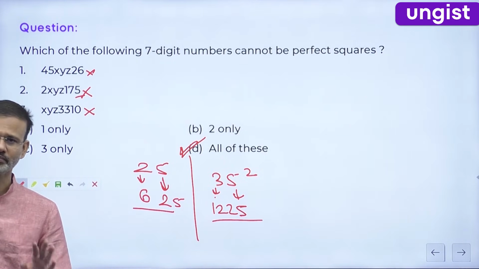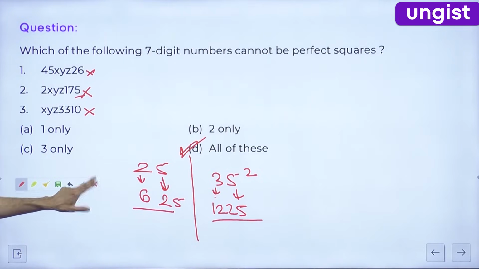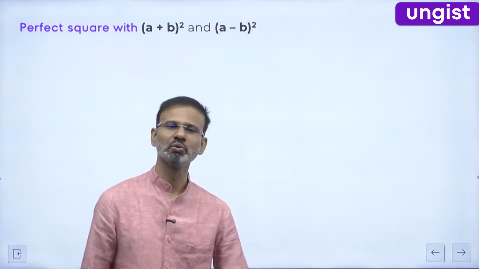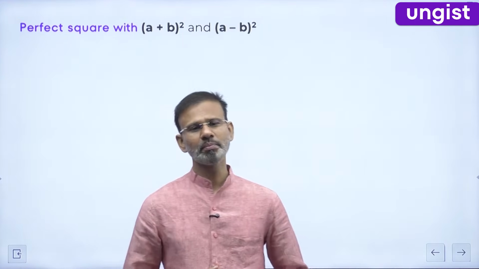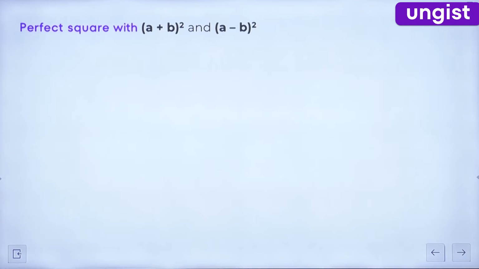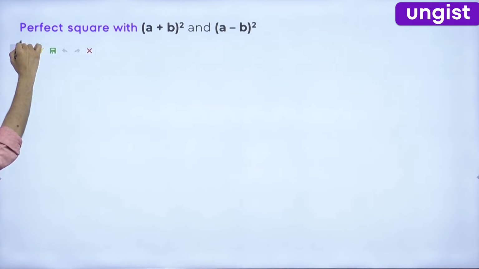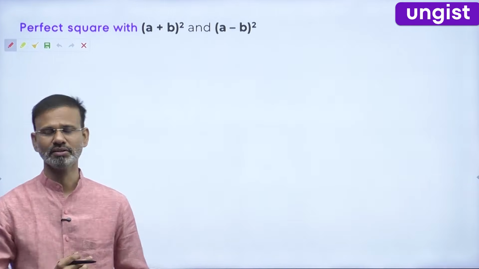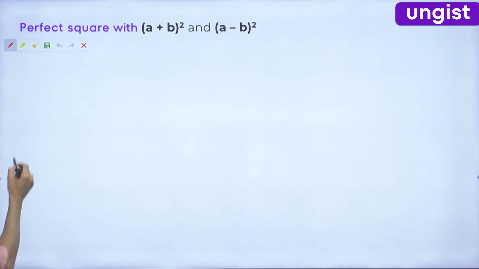Everybody clear now? Okay. Now everyone, just try to observe some more things. Finding perfect squares using the formula (a plus b) whole square and (a minus b) whole square. Friends, I'll be doing some numbers which are close to 100. Everyone just observe it carefully.